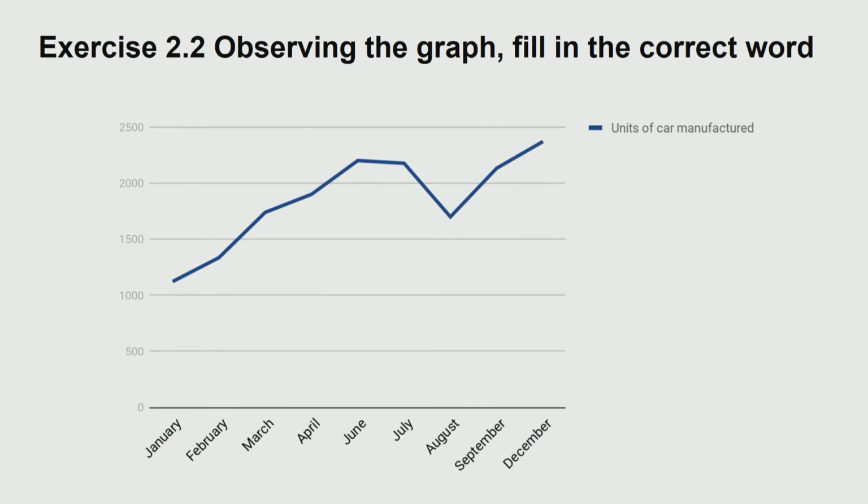Now, look at this graph, look at this slide here. The line is units of cars manufactured. You have the months, you have the units, the numbers. How would you express it? There is a plateau somewhere, you know, the stability in certain months. There is a decline, there is an increase, there is a gradual increase, there is a sudden increase.